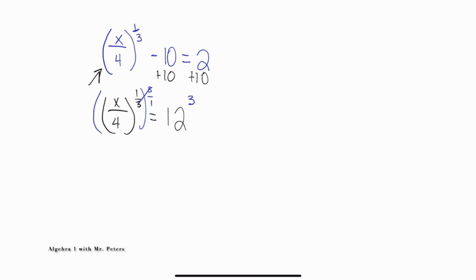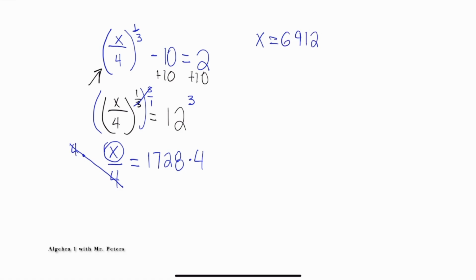So these two cancel out, our exponents cancel out. We're left with x over 4 is equal to the cube of 12, which should be 1,728. Now remember, we're trying to solve for x, so what we want to do now is just multiply by 4 to get rid of the fraction, and do the same thing on the other side. So now we have x is equal to 1,728 times 4. That's going to give us 6,912.